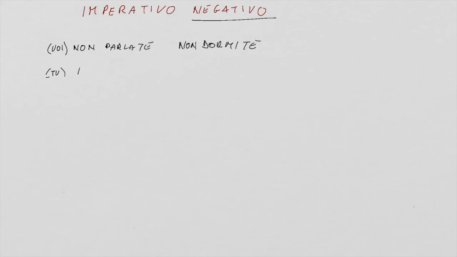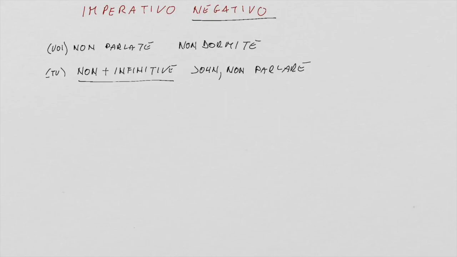In this case, you use non, but not in front of the affirmative form of tu, but in front of the infinitive form of the verb. For example, John, don't talk. Now, in this case, as you can see even in English, the you is singular because it's John. So you simply place non in front of the infinitive form of the verb to talk, that in Italian is parlare. So John, non parlare.